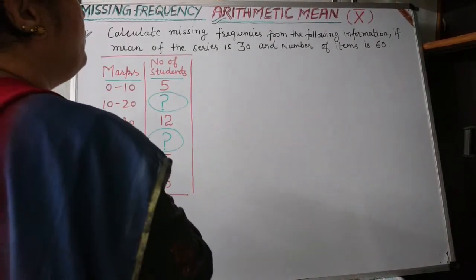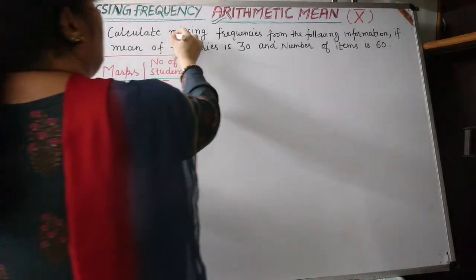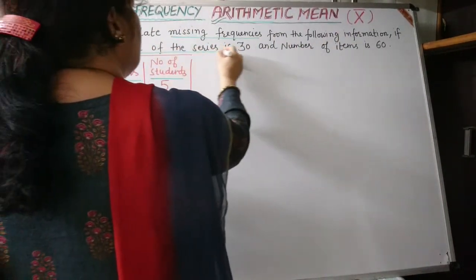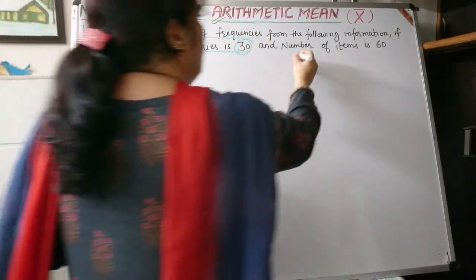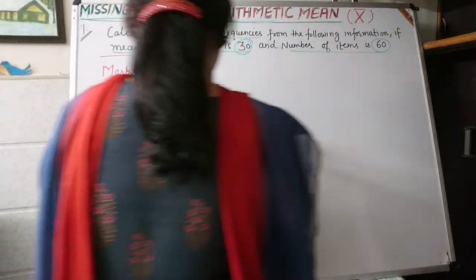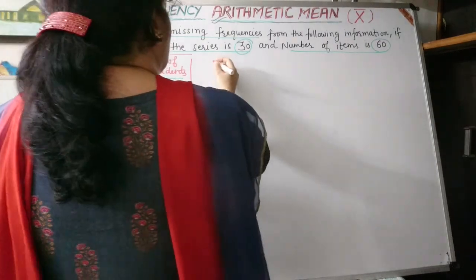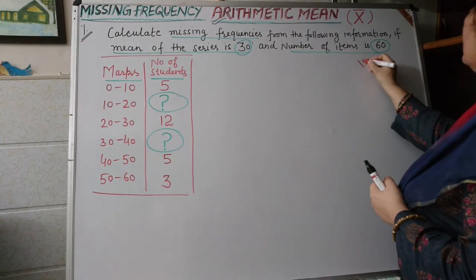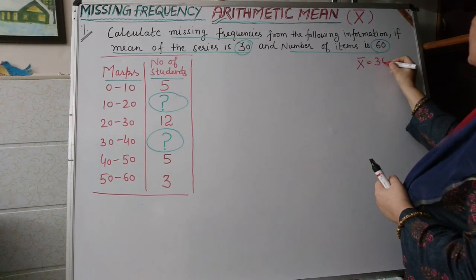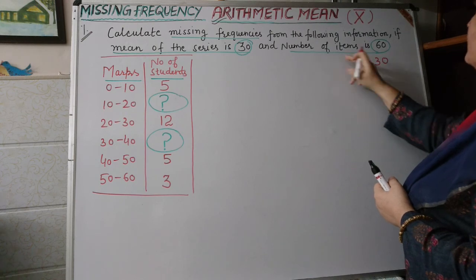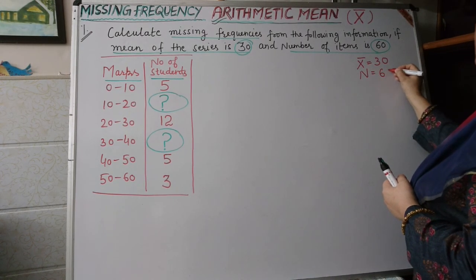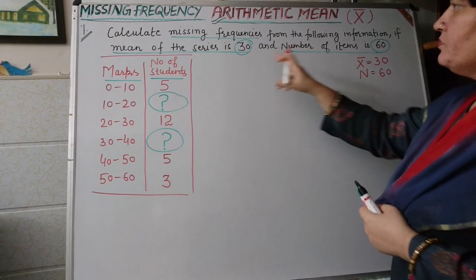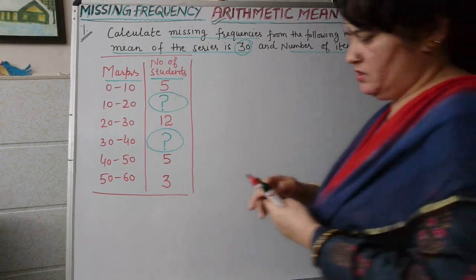Let us see first of all whatever information is given. Calculate missing frequencies from the following data if the mean of the series is 30 and the number of items is 60. It means the value of arithmetic mean x bar is equal to 30, this is given, and the number of items N is equal to 60, this is also given. Now let us start with the calculation of missing frequency.